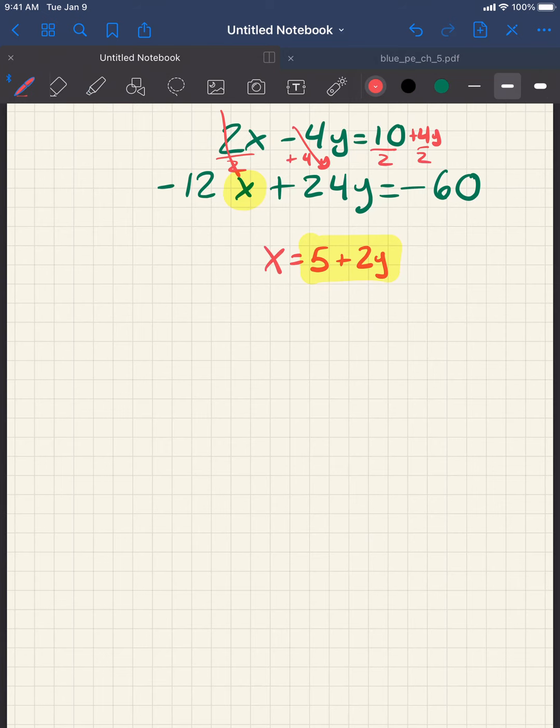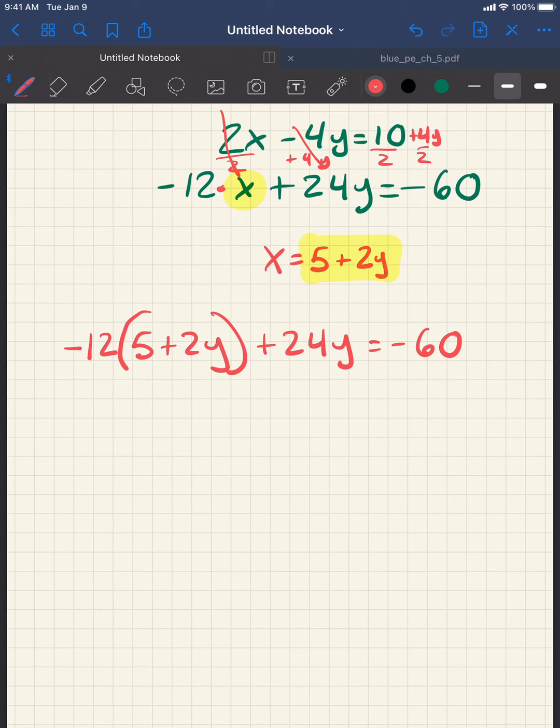Now, can I substitute this in for x in my second equation? It's going to be a long little process, but let's do it. I'm going to rewrite my new equation. It's going to be negative 12, parenthesis, because it's being multiplied, 5 plus 2y, parenthesis, plus 24y equals negative 60. Okay, distributive property first. Negative 12 times 5 is negative 60. Negative 12 times positive 2y is negative 24y plus 24y, equals negative 60.